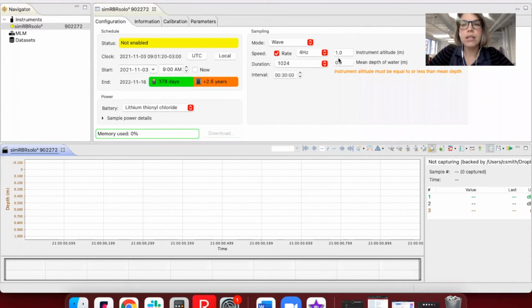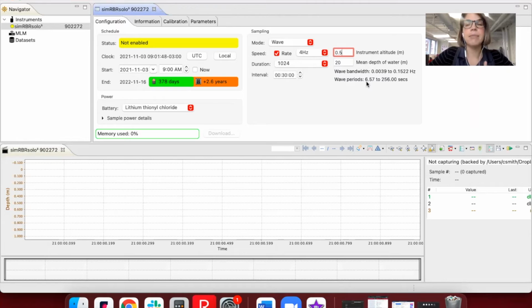And over here, you can see we have a couple of parameters we can input. So the mean depth of water is how deep the water is. So here, perhaps you're in about 20 meters of water. And this other one here is called the instrument altitude. It's how far off the bottom you are. So perhaps you have a frame that you're mounting your logger onto, and it's maybe a half a meter from the bottom. So in this case, it actually shows you, Ruskin calculates what wave periods you'll be able to capture.